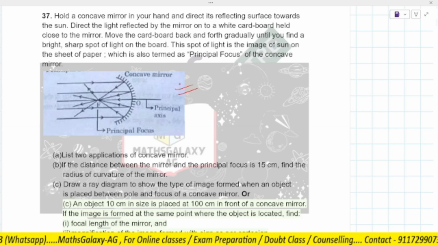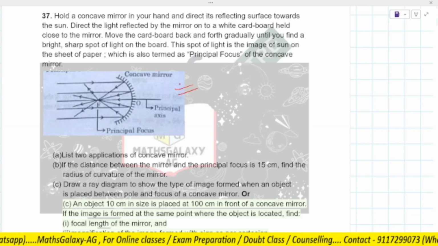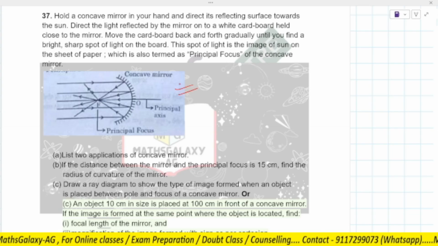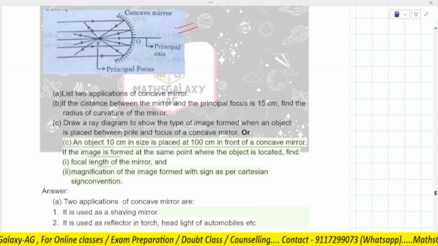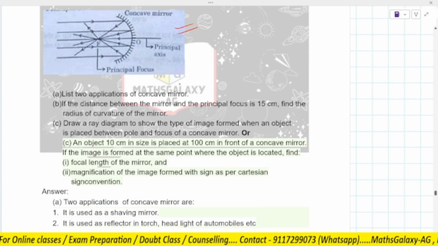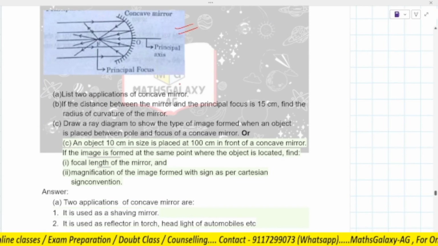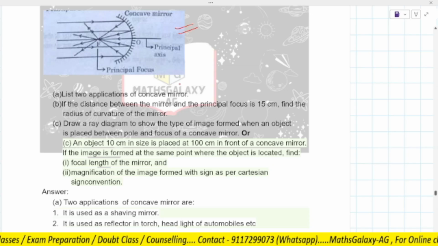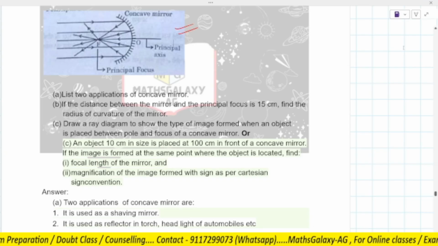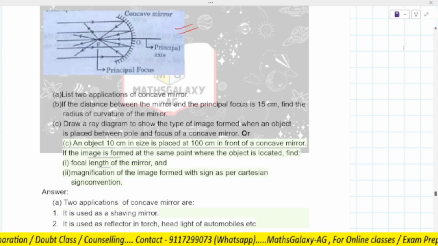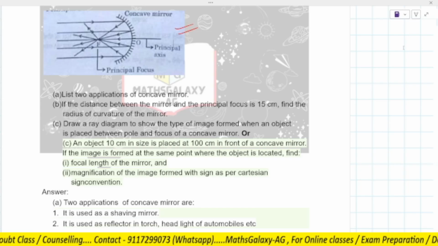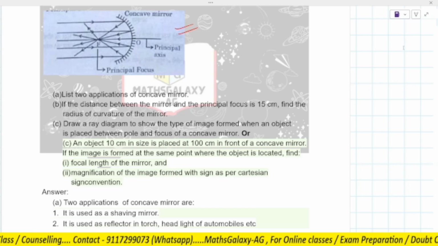It is one we can use in torches. Another one is headlights of vehicles. Okay, so these will be the applications, or you can also say in a saloon, as a shaving mirror, right? And you will also find it in the doctor's clinic, yes, at the clinic of a dentist.